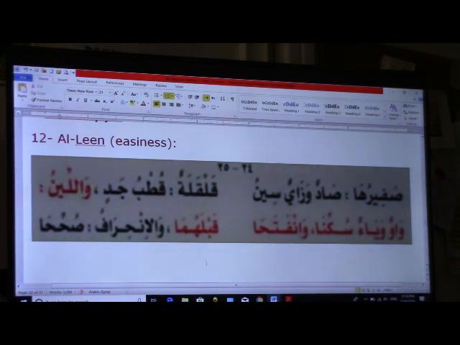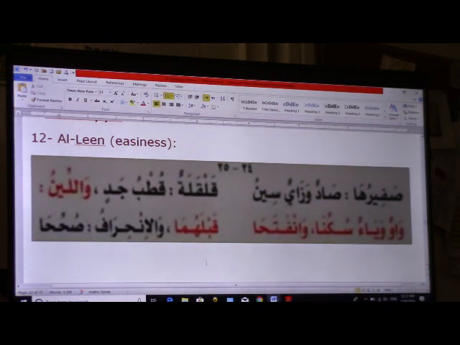As you can see in the red color, Sheikh Ayman, may Allah reward him, highlighted the next sifa, which is al-leen. Wal-leenu, that's the new sifa. Wa-un, wa-ya-un, sukkina. Sukkina means what? This is passive voice. Sukkina means they were made sakin.